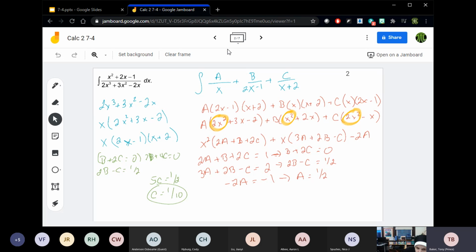Now that I know that C is 1/10, I can plug it back into the one with 0 and figure out B. So I have B plus 1/5 equals 0, so B equals -1/5. And I have my three values for A, B, and C.